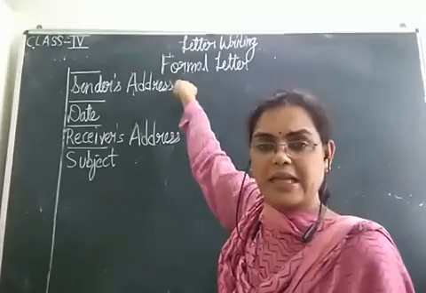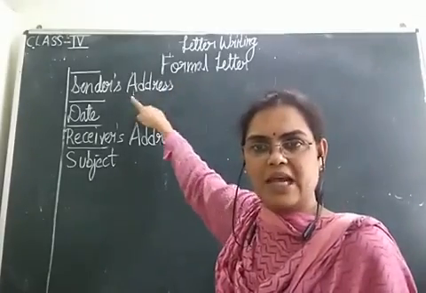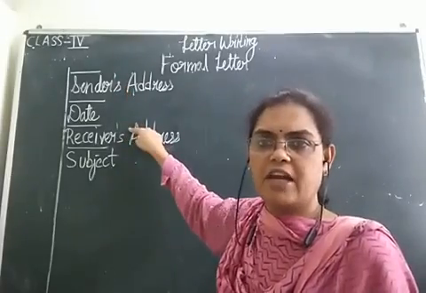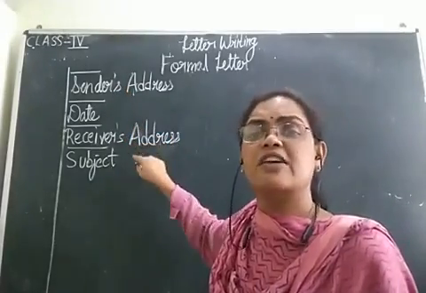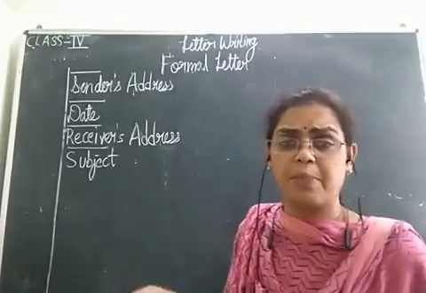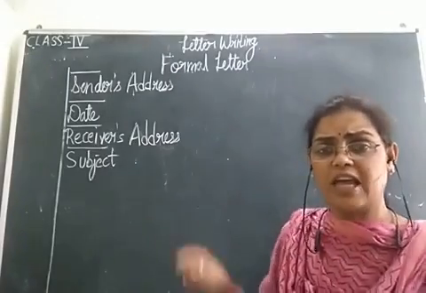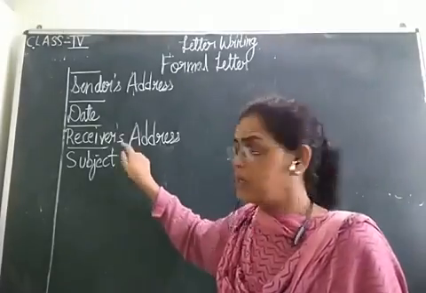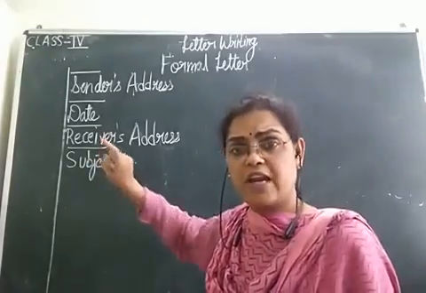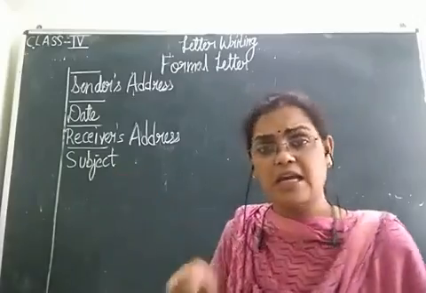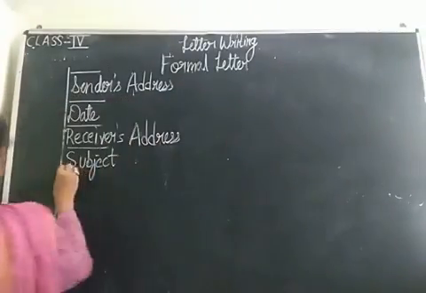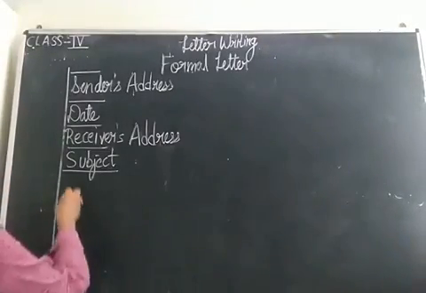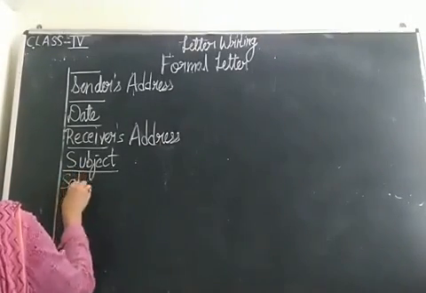Then the sender's address, then again leave one line, then date, then again leave one line, then receiver's address. Receiver's address means the person who is going to receive the application, and here our receiver is the principal. Then you need to leave one line, then you need to write the subject. After writing the subject, again leave one line. Then will come your salutation.